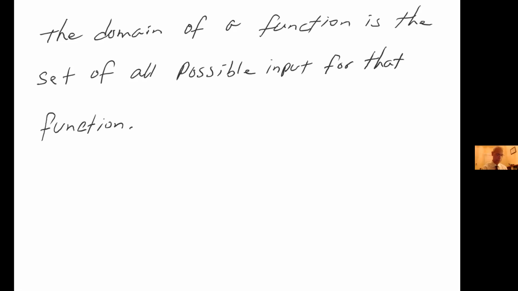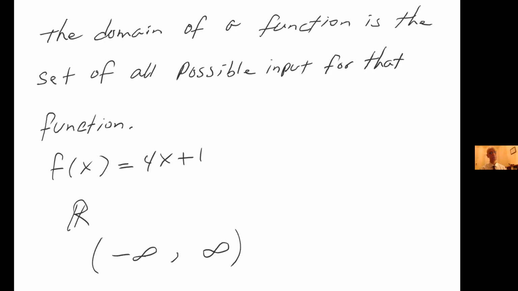Consider the function f of x, something like 4x plus 1. Now notice that I can let x be any value. There's nothing you can do to make this function undefined. So x could be 10, negative 10, 5, negative 50, whatever you want it to be. So the domain of this function is the set of all real numbers, or more commonly, you could say from negative infinity to positive infinity.